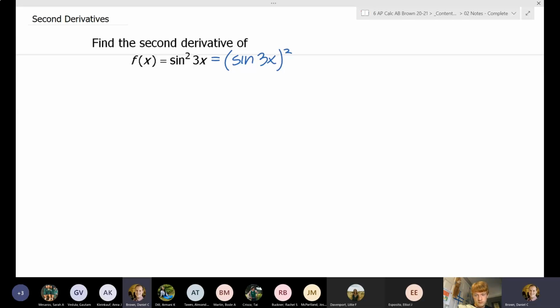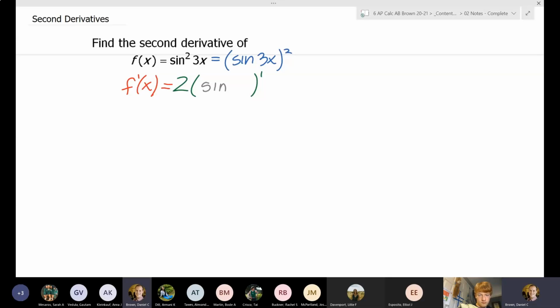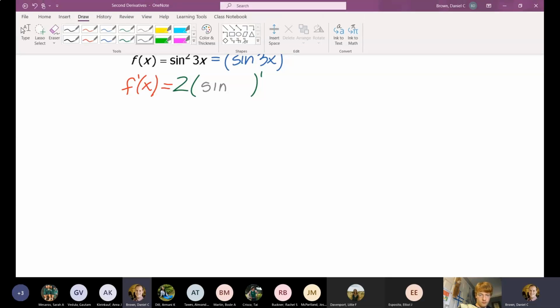I'm going to find the first derivative. I'll try to color code everything. The outside function is squared, so 2 comes down in front. The new exponent is a 1. We cannot touch the inside yet, so we still have the sine of 3x.